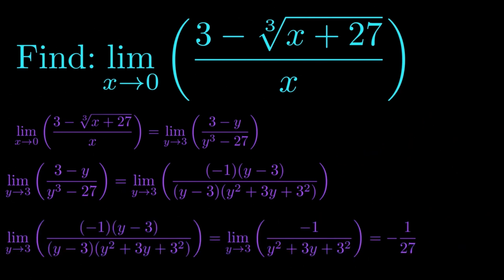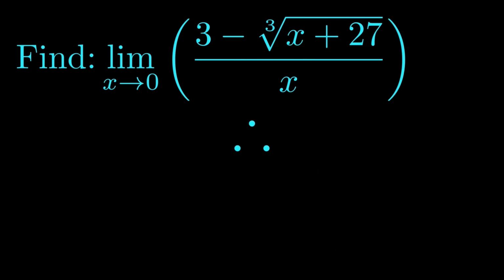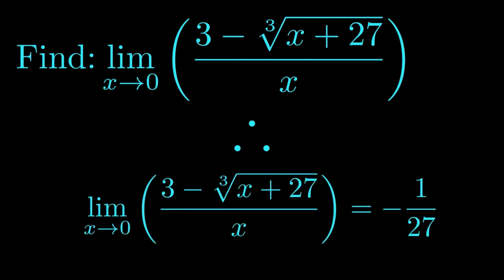Now we have a factor of y minus 3 in the numerator and a factor of y minus 3 in the denominator. We can cancel those, and we're just left with the limit as y approaches 3 of minus 1 divided by y squared plus 3y plus 3 squared. Now we can let y tend to 3 without worrying about dividing by 0, which was our issue before, and that gives us minus 1 divided by 27. Therefore, the limit as x approaches 0 of 3 minus the cube root of x plus 27 divided by x is equal to minus 1 over 27, which is the final answer to our problem.